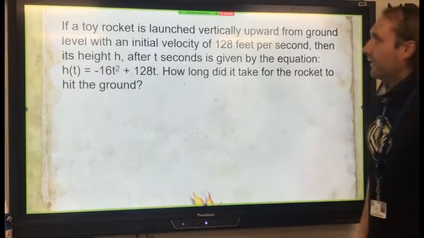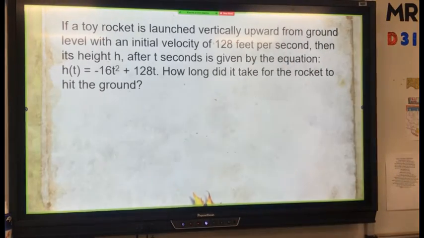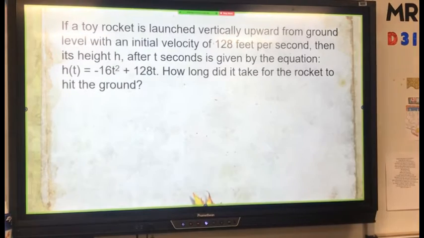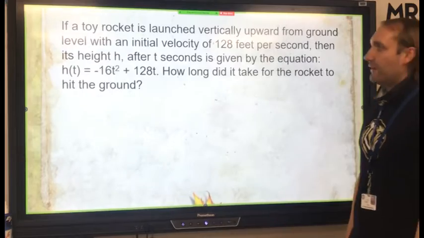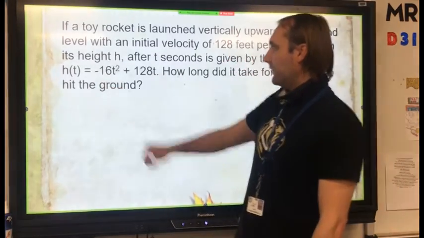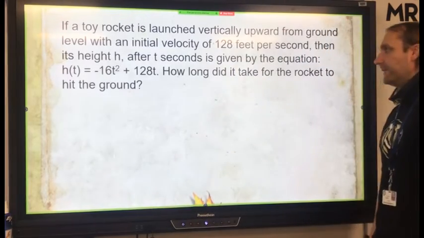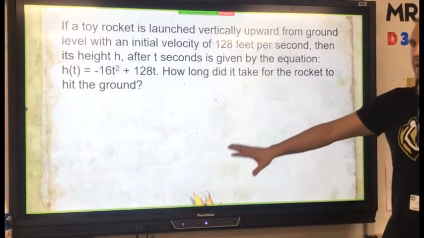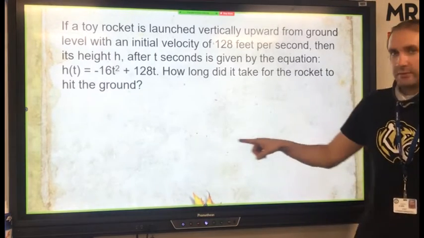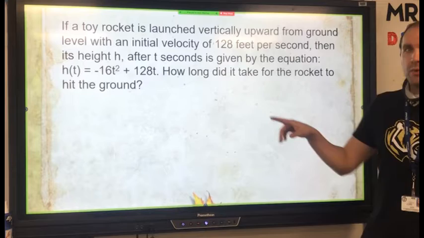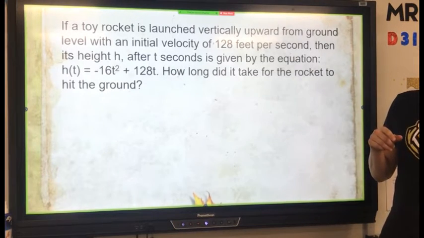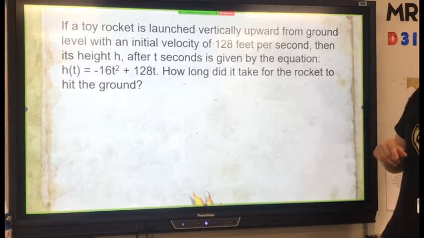Next problem. If a toy rocket is launched vertically upward from the ground level with an initial velocity of 128 feet per second, then its height h after t seconds is given by the equation h of t equals -16t squared plus 128t. How long did it take for the rocket to hit the ground? So what am I looking at with the graph? What's going to tell me the answer? How much time, and that tells me how long it took.